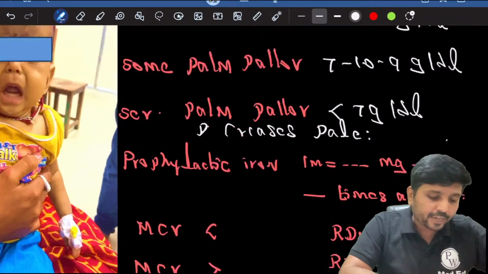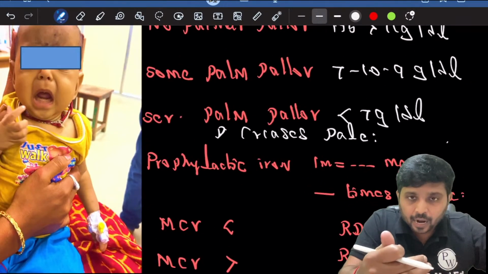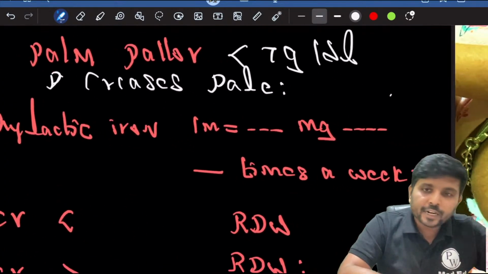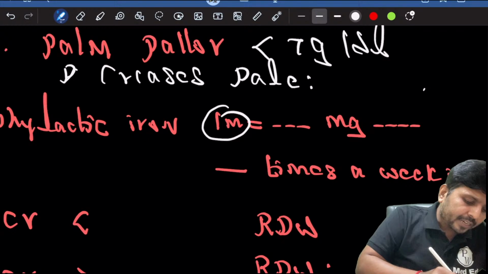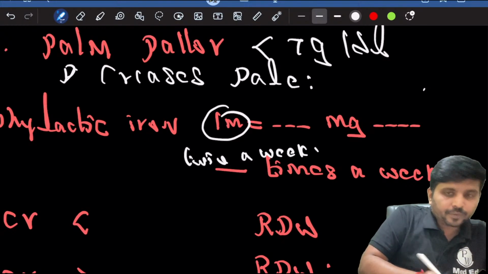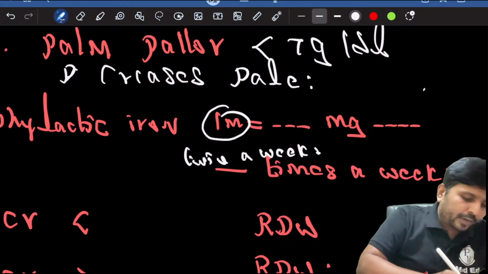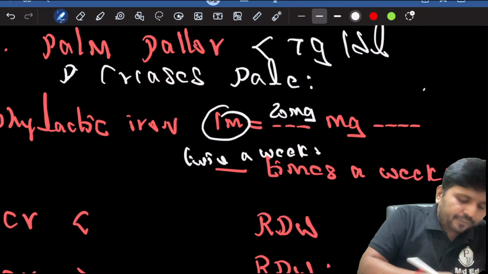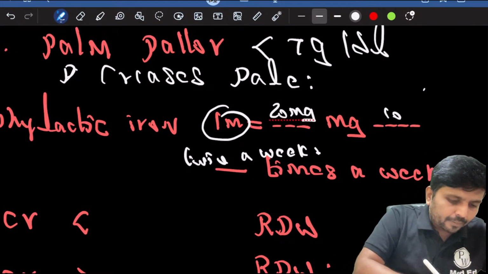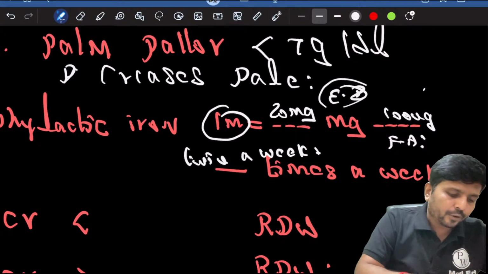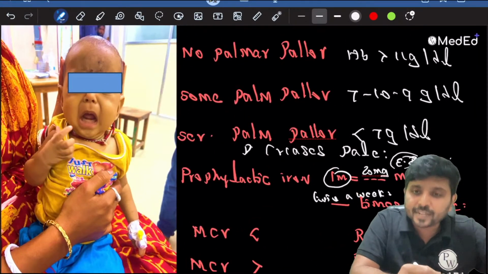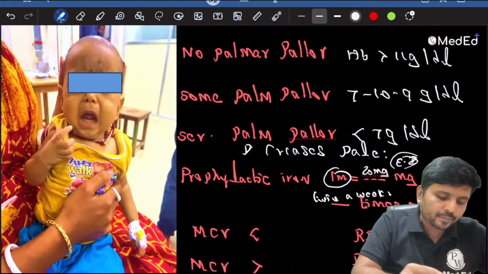As per IMNCI guidelines, after 6 months you always need to give 1 ml of elemental iron twice a week. That 1 ml contains 20 milligrams of elemental iron and 100 micrograms of folic acid. That should be given twice a week after 6 months.